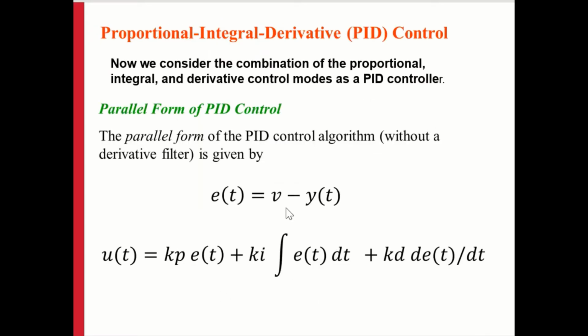The controller itself is therefore error actuated, so V is the set point and Y is the output, and the control output is given by the proportional gain times error plus the integral gain times the integral of error plus the derivative gain times the rate of change of error. So that's where this term PID comes from: proportional, integral and derivative, and we have three numbers to choose: Kp, Ki and Kd.